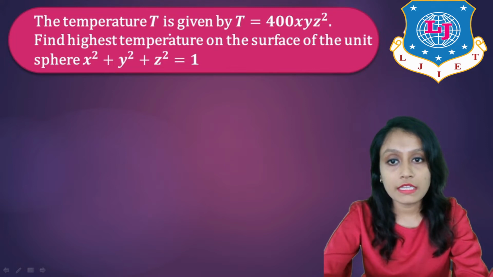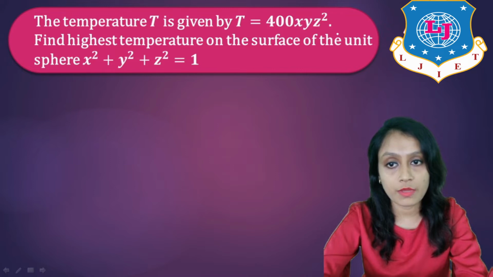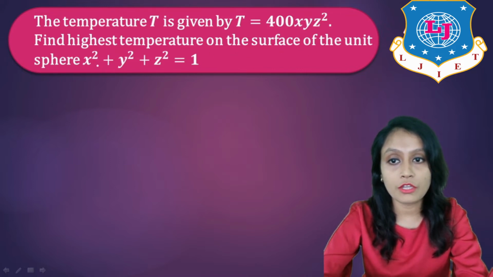The temperature T is given by T is equal to 400 x, y, z square. Find highest temperature on the surface of the unit sphere, that is x square plus y square plus z square is equal to 1. Okay, so this is your function given and this is your constraint given. We have to find the highest temperature.